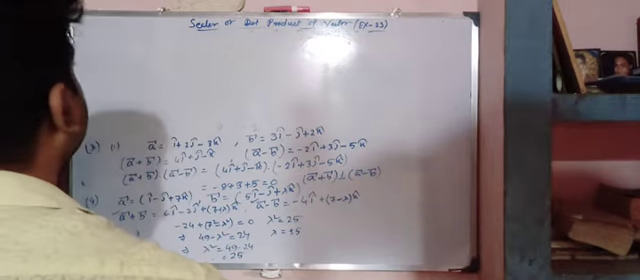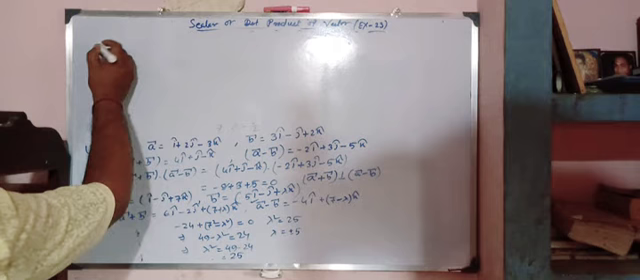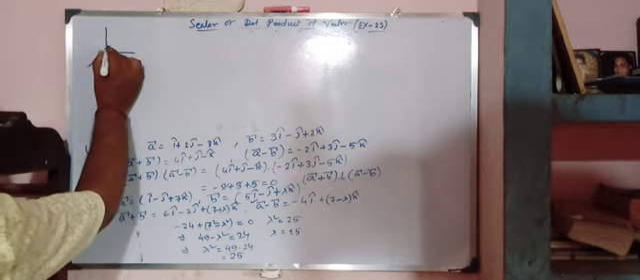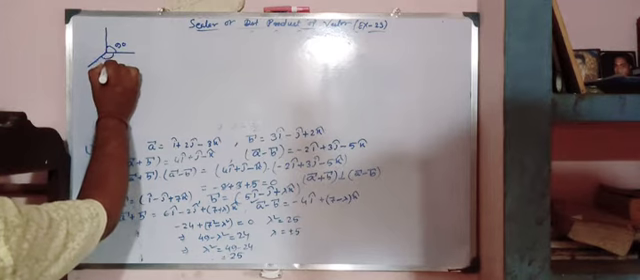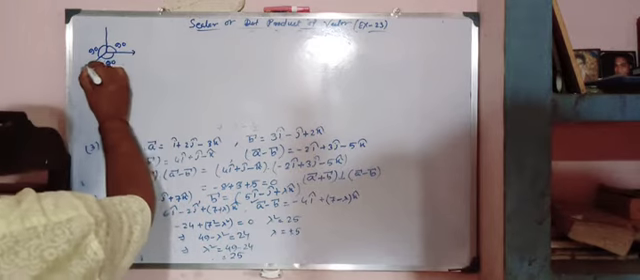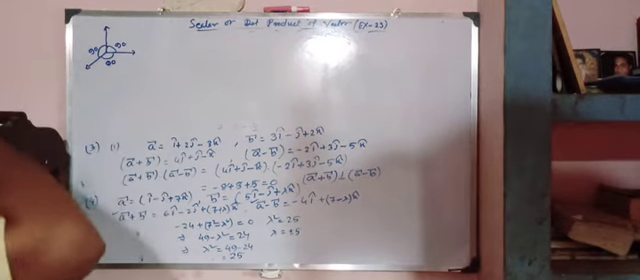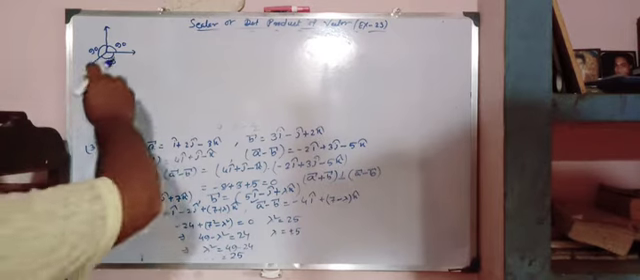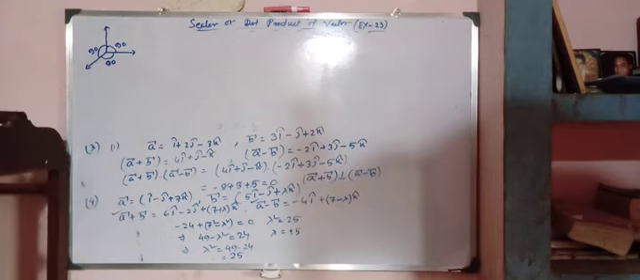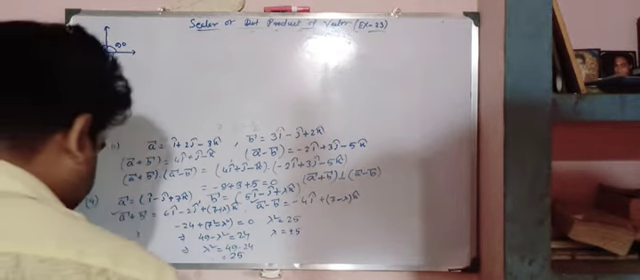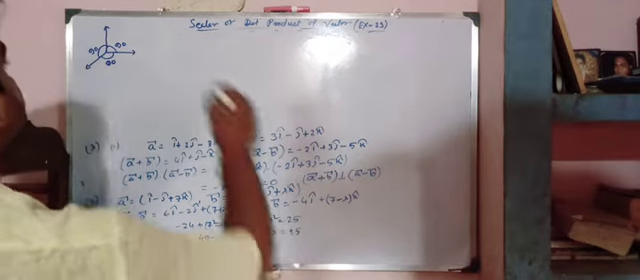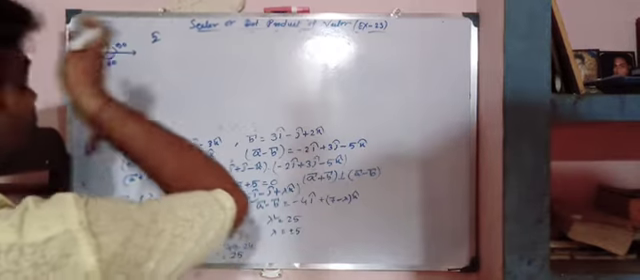Now mutually perpendicular, I have already given an idea of what is mutually perpendicular. Mutually perpendicular means this is 90 degrees, this is also 90 degrees, and this is also 90 degrees. If three vectors are lying like this, then we can say that the vectors are mutually perpendicular. Now here, question number 5 of EX23.